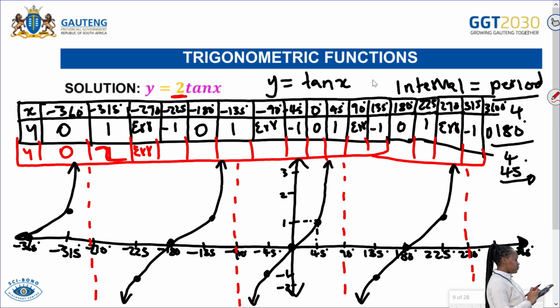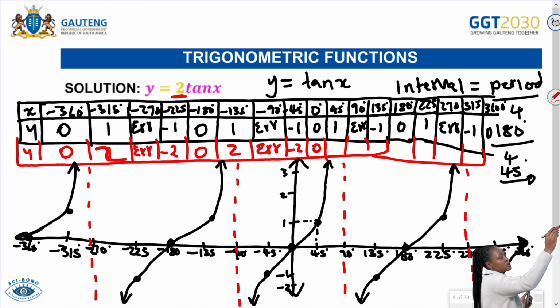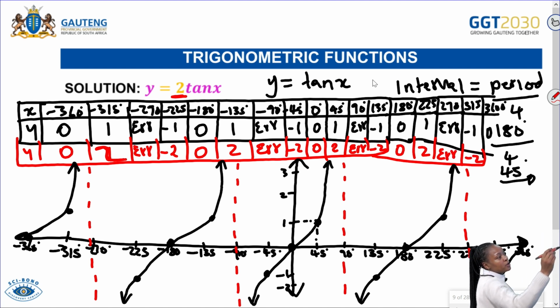At -225, I'll have -2. So this one will be 0. This one will be +2. This one will be math error. This one will be -2. This one will be 0. This one will be 2. This one will be error. This one will be -2. This one will be 0. And this one will be +2. And then I'll have error. And then the side, it's -2.